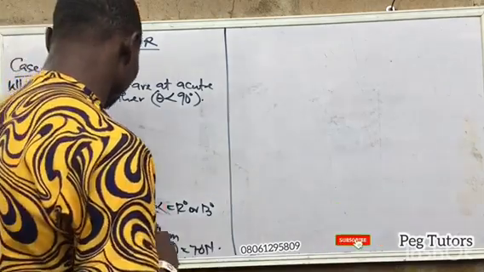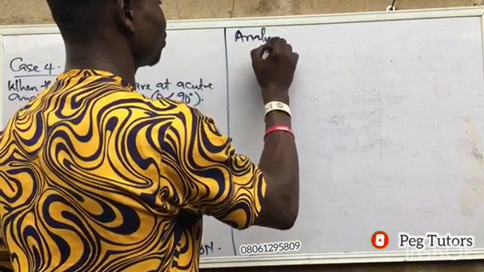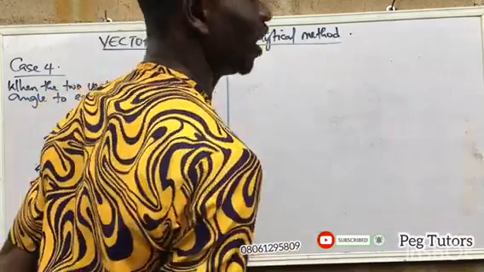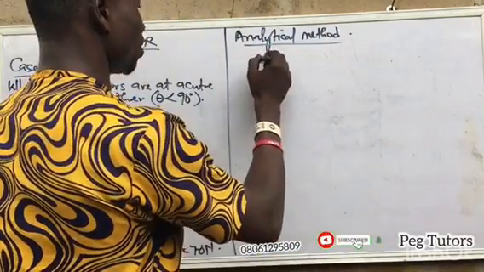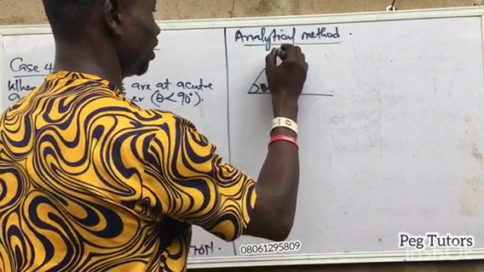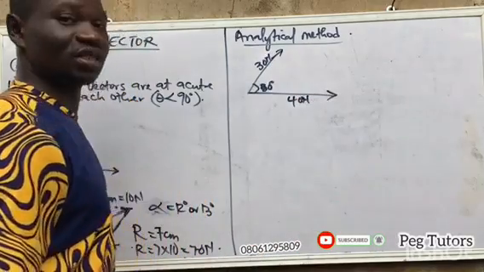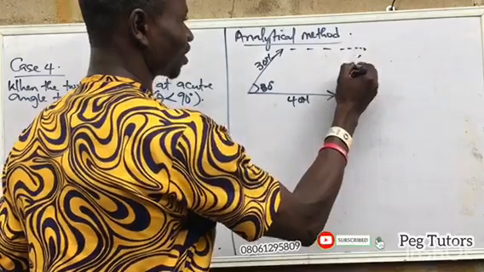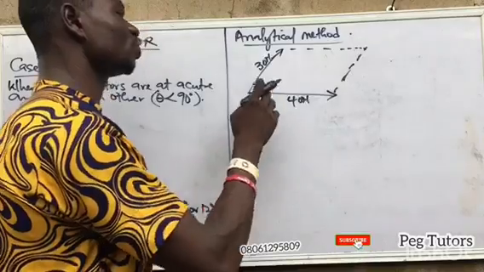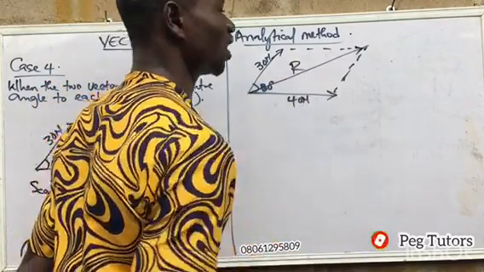All right, so having done the scale method, let's look at the analytical method. Let's see how you can solve that. Now you remember you have 30 degrees here, and this is 30 Newton, this is 40 Newton vector. So you have this. Now let us complete the task by doing it this way. So this is your resultant vector.